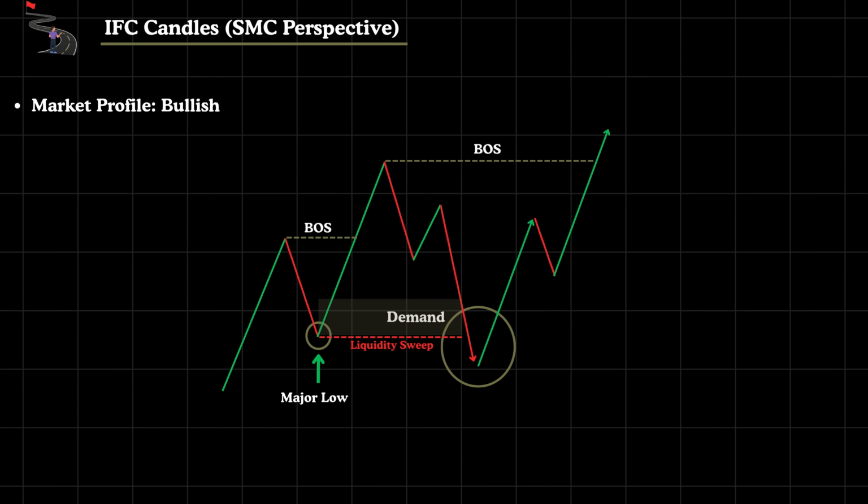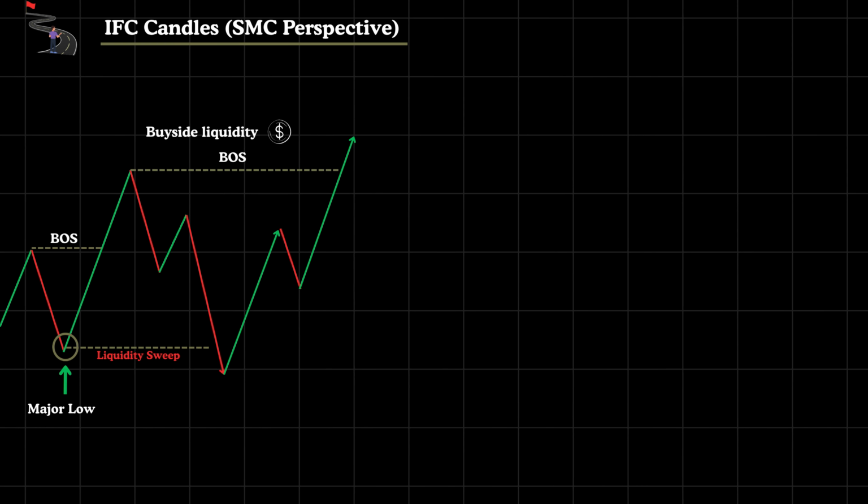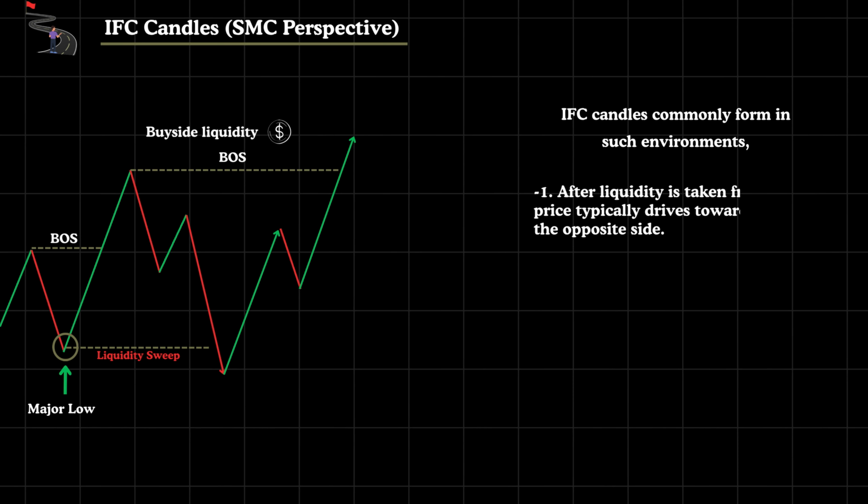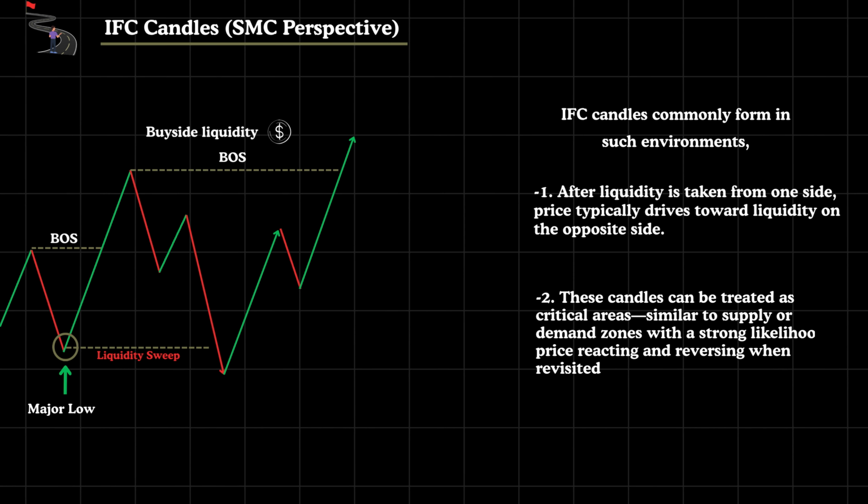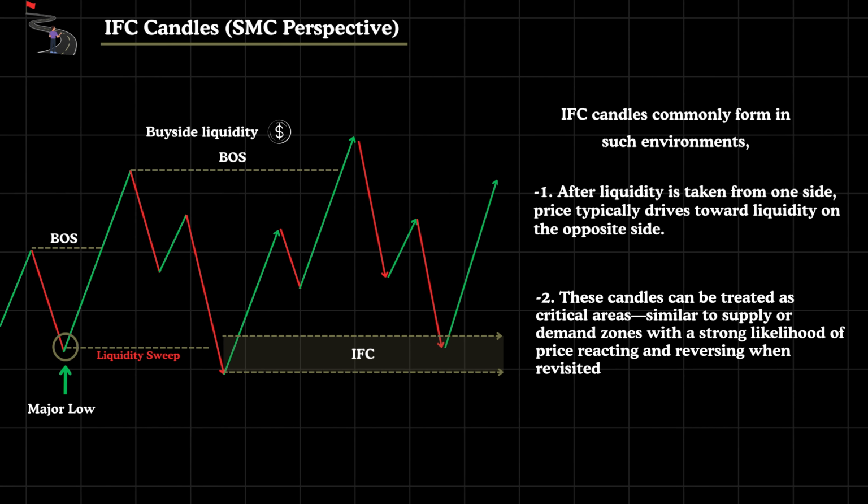For instance, in this scenario, price sweeps liquidity below the most recent swing low in its demand zone, then instantly shifts direction and moves toward buy-side liquidity, aligning with the broader market trend. IFC candles commonly form in such environments, creating trade opportunities in two key stages. After liquidity is taken from one side, price typically drives toward liquidity on the opposite side. These candles can be treated as critical areas, similar to supply or demand zones, with a strong likelihood of price reacting and reversing when revisited.